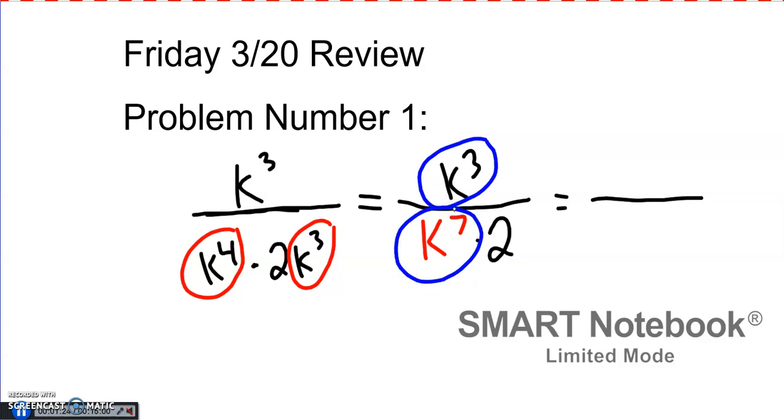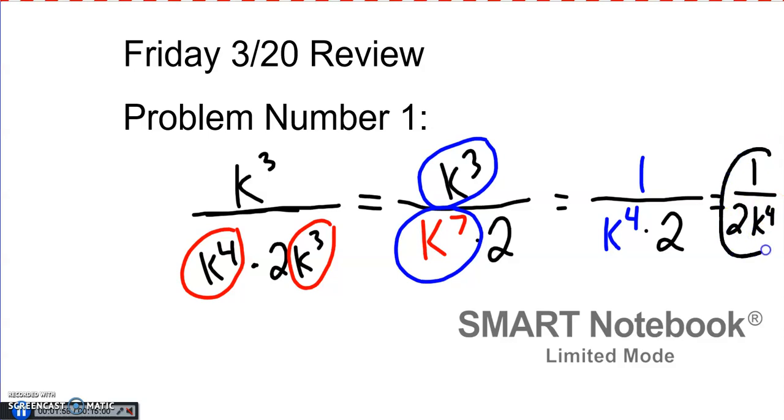Does the numerator or denominator have more k's? The denominator has 7 k's when the top has 3 k's, so the denominator has 4 more k's. So it's going to be k to the fourth times 2. In the top, we can't just have nothing, but we know that anything divided by itself is 1, so we leave a 1 in the numerator. Our final answer, when we rewrite it, is 1 over 2k to the fourth.